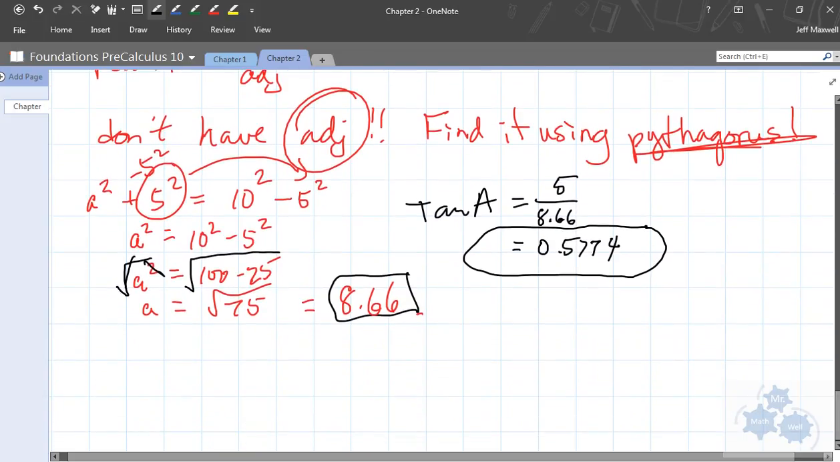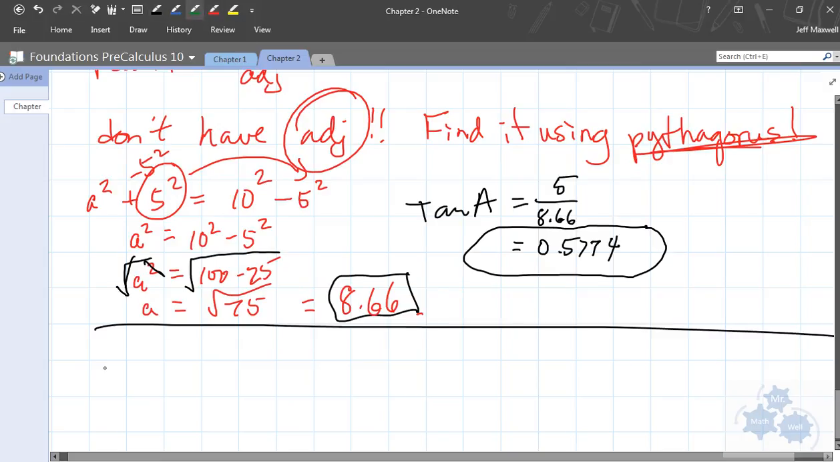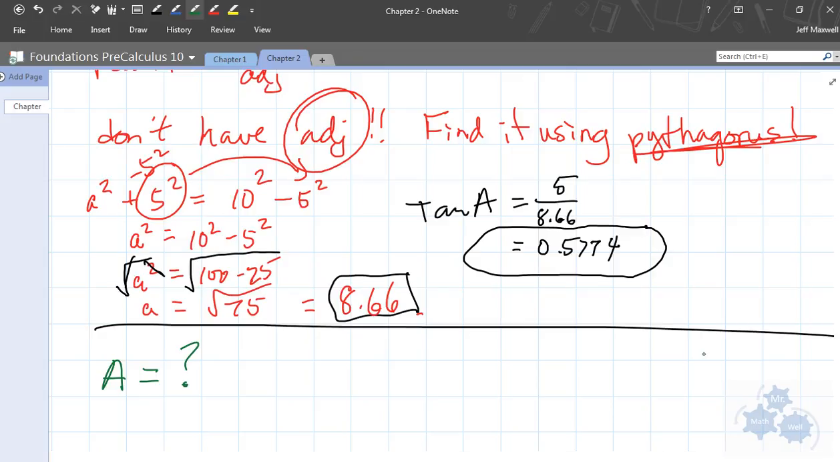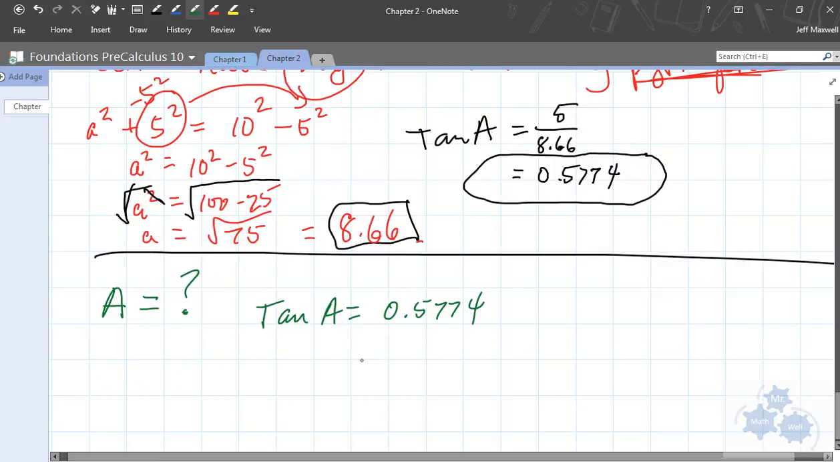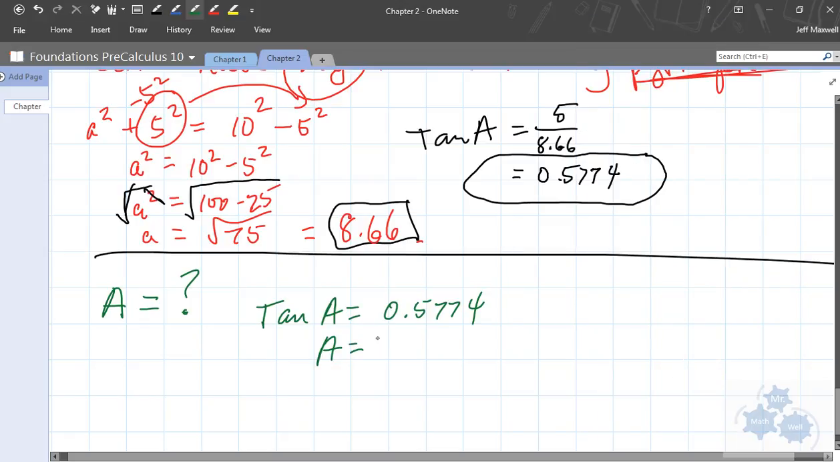I would ask you just one more quick question here, just to make sure that you understand the second part of what we learned today. Can you tell me from this question, what is the value of angle A? Go ahead and find out what angle A is. Well, this is what we've got so far: tan of A equals this. Get on your calculator. In order to find A, we do second function tan of that ratio. No problem. Equals 30 degrees. See that? Angle A, 30 degrees.